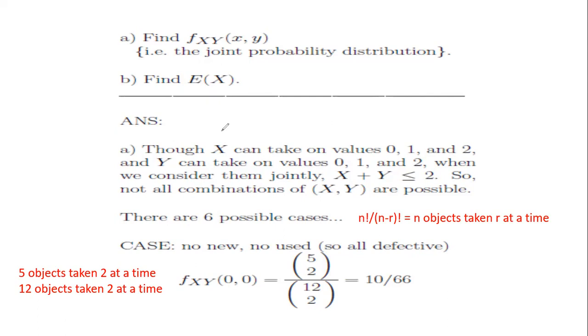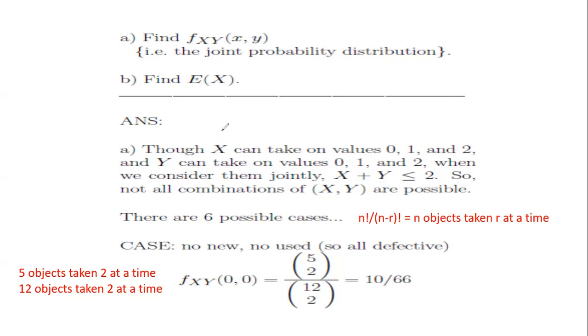Okay. X is the number of new batteries and Y is the number of old batteries, right? So X can take on how many values? If I select two batteries, it is possible that I don't select any new battery, so I can have a zero. It is possible that out of two, I select one new, and it is also possible that I select both new. So X can take on value 0, 1, 2.